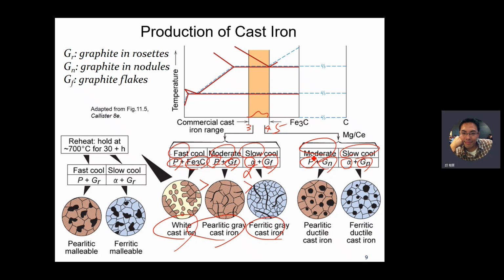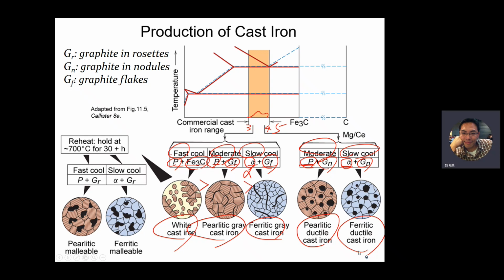Okay, and the key structure here is pearlite and alpha ferrite, right? The pearlite's hardness is much higher than ferrite. Therefore, with the moderate cooling rate and higher carbon content, it can be called the pearlitic ductile cast iron. And with the slow cooling rate, it's called the ferritic ductile cast iron.